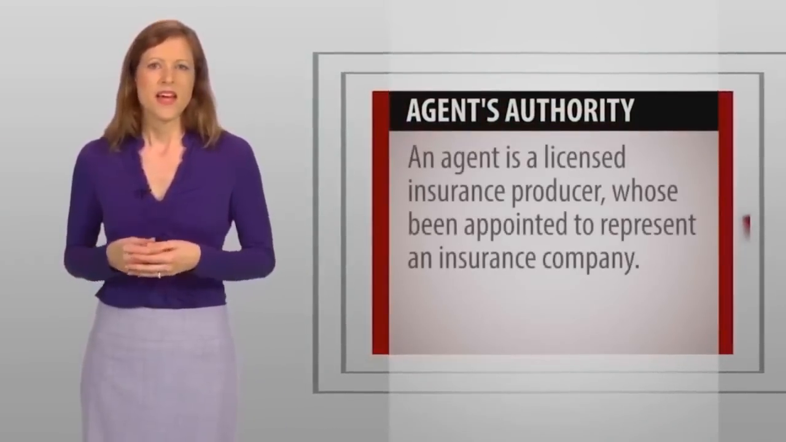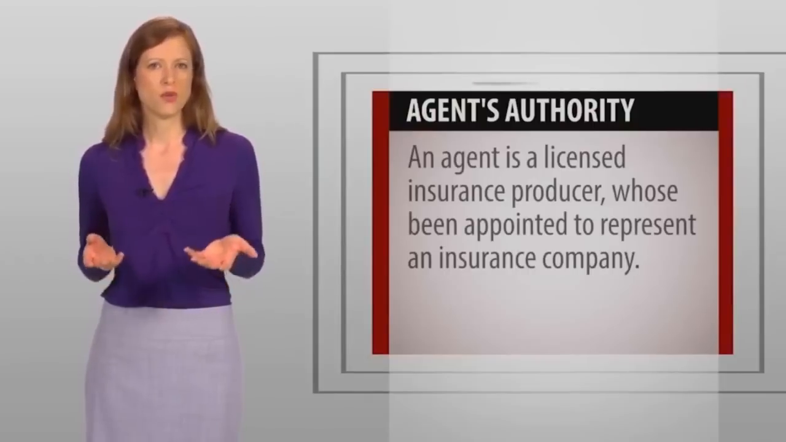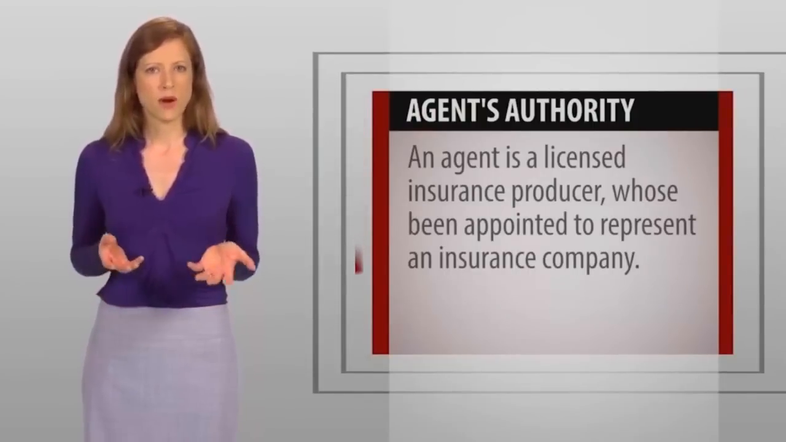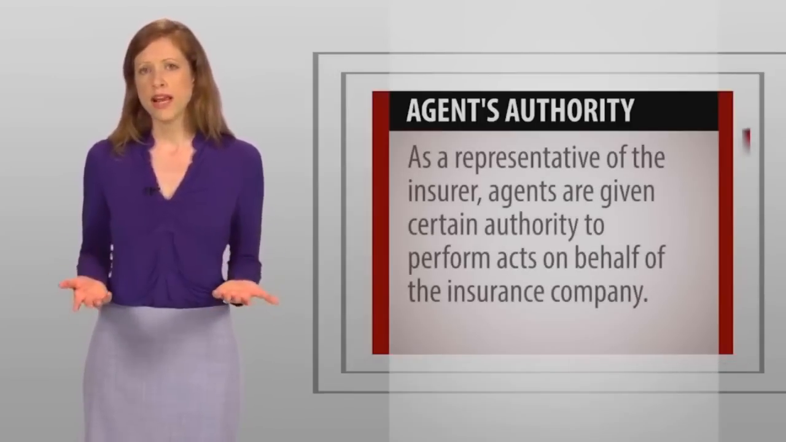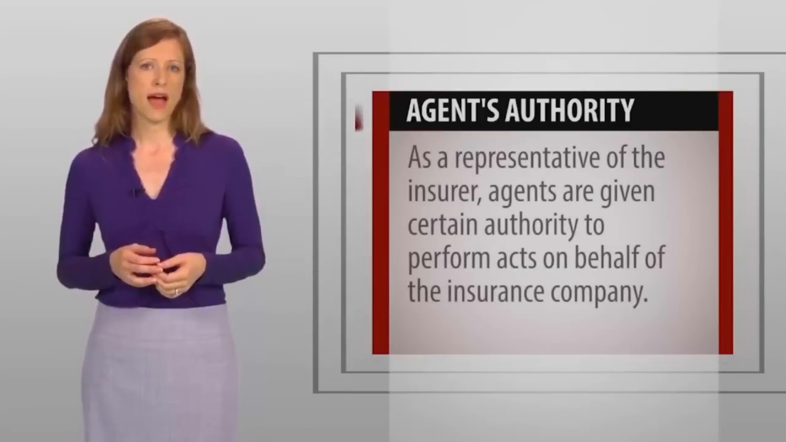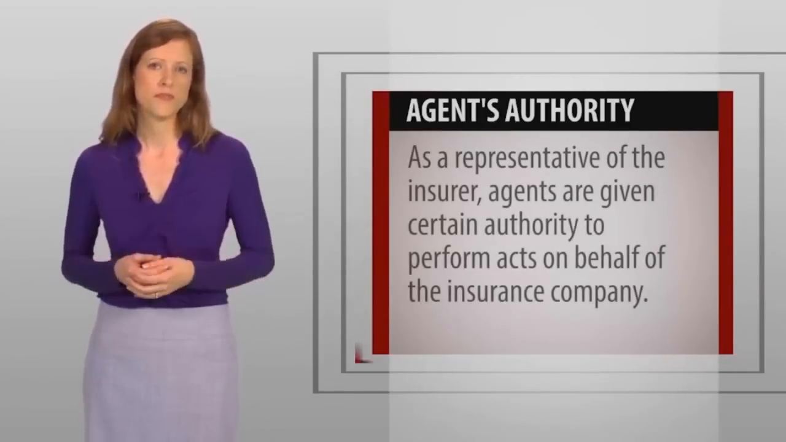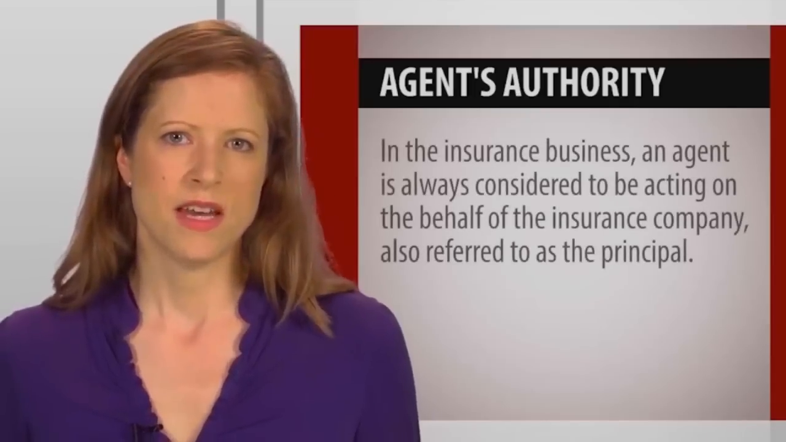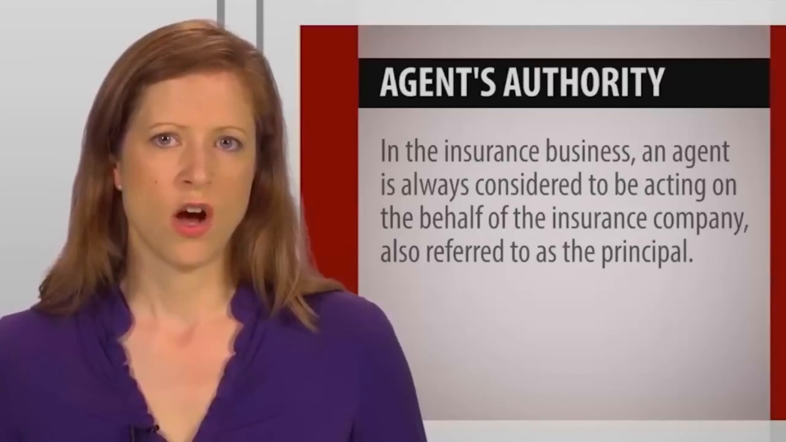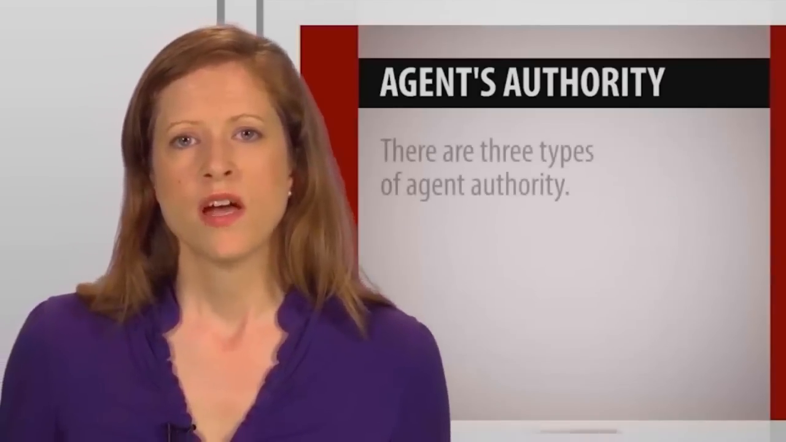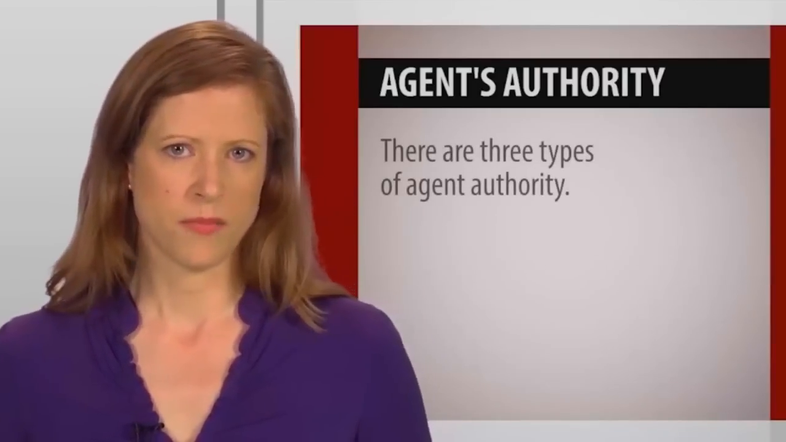Now let's learn about the agent's authority. An agent is a licensed insurance producer who's been appointed to represent an insurance company. As representative of the insurer, agents are given certain authority to perform acts on behalf of the insurance company. In the insurance business, an agent is always considered to be acting on behalf of the insurance company, also referred to as the principal. There are three types of agent authority.